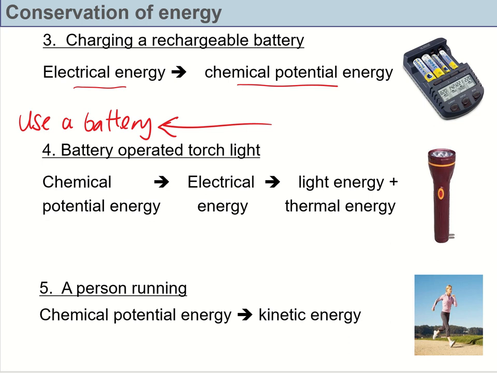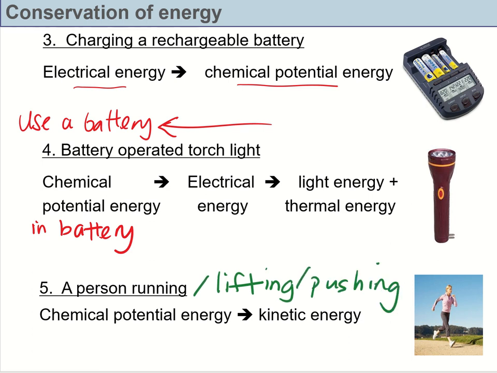If you are using a battery operated torchlight, to first use this torchlight, you need to complete the circuit. The chemical potential energy in the battery will then be converted to electrical energy that will be flowing within this torchlight, and it will cause light and heat to be generated. And now example 5, a person running, same thing. Each time a person is running, lifting something up, or pushing something, it requires energy from the food that the person is eating. So that is again chemical potential energy.